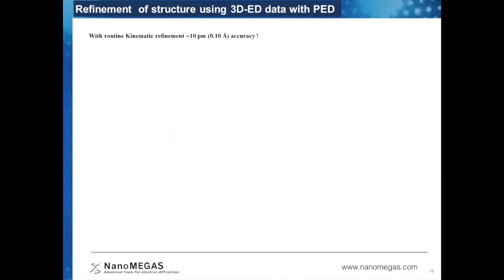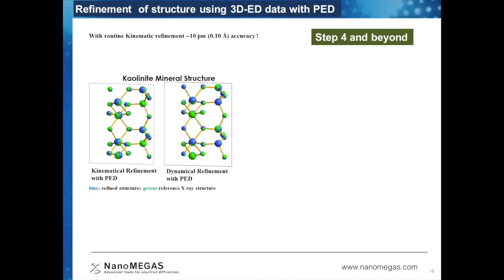As you have seen in the previous slides, all the structure solution and structural refinement has been done in the kinematical approximation, assuming kinematical intensity. With this, we can get quite accurate structures, with 10 picometer accuracy, which is mostly what is required for most structural problems. But one can go a step further to improve the quality of the structures by doing dynamical refinement, which I will not discuss in this presentation due to the time constraint. But let's see an example to understand what the difference is and what we can obtain with dynamical refinement.